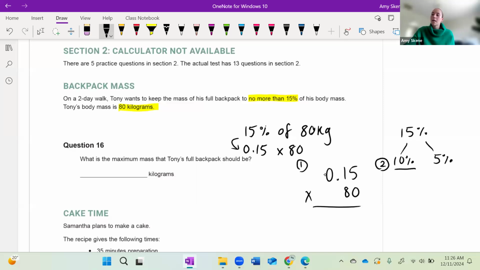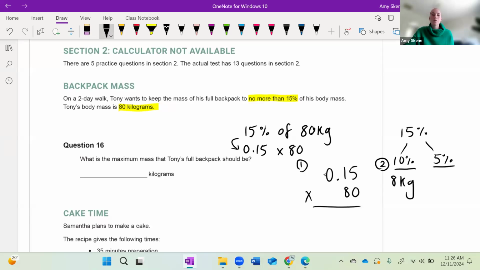Most people will be able to calculate what 10% of something is. All we have to do to calculate what 10% of 80 kilos is, is divide by 10. So we move the decimal place 1 spot to the left. Technically 80 is the same as 80.0, so we'd move the decimal point here and it would be 8 kilograms. 10% of 80 kilograms is 8 kilograms. So I'm going to just write that it's 8 kilos.